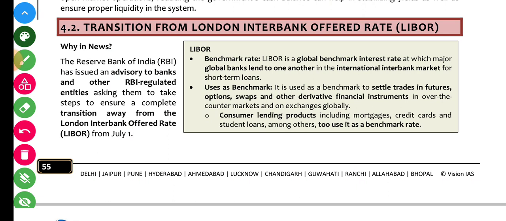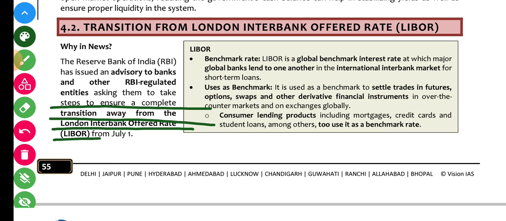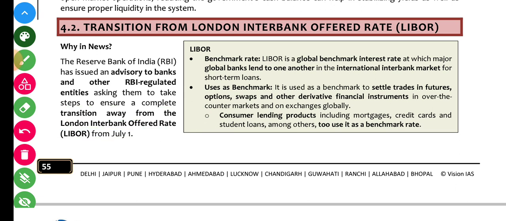Transition from London Interbank Offered Rate (LIBOR). What is this? RBI has issued an advisory to banks and other RBI regulated entities asking them to take steps to ensure complete transition away from the London Interbank Offered Rate from July 2023. What is LIBOR? London Interbank Offered Rate. This is a global benchmark interest rate at which major global banks lend to one another in the international interbank market for short-term loans.